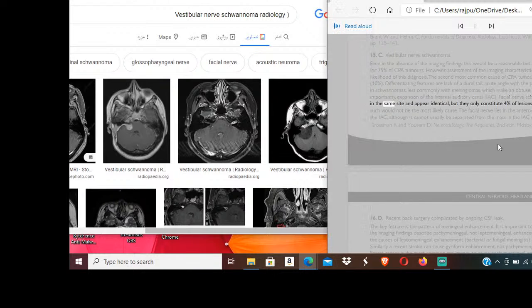Facial nerve schwannomas can appear in the same site and appear identical, but they only constitute 4% of lesions in this site, and as such would not be the most likely cause. The facial nerve lies in the anterosuperior portion of the IAC, although it cannot usually be separated from the mass in the IAC on imaging. Grossman R. and Newsom D. Neuroradiology, The Requisites, 2nd ed. Mosby, 2003, pages 105-108.